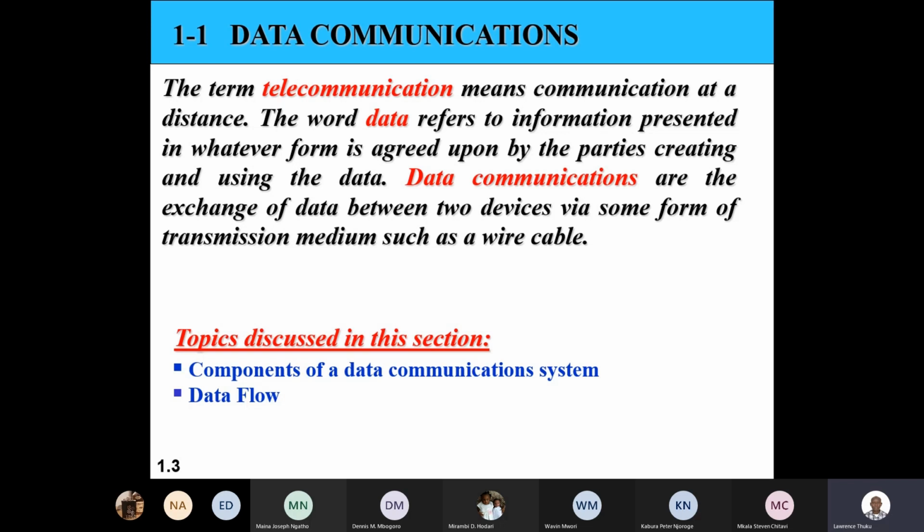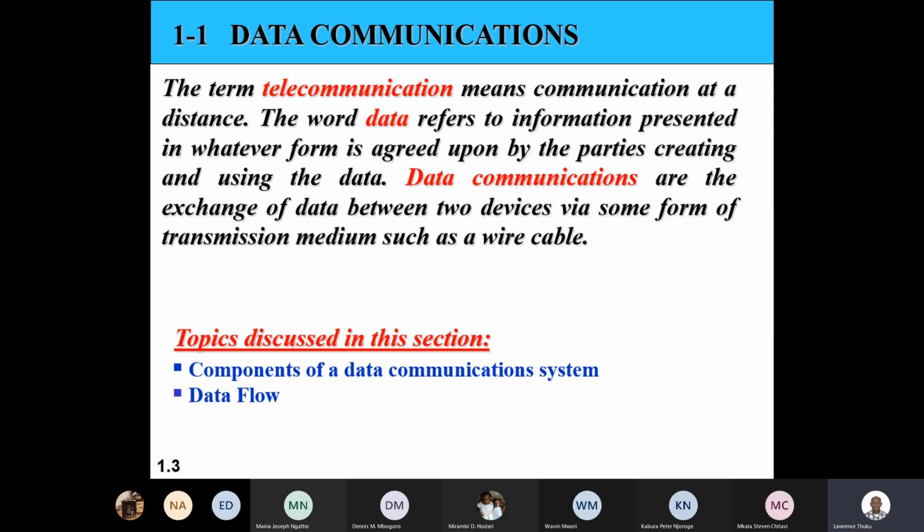So that aspect of communication means the exchange of data, and the exchange has to be two-way. It's not always one way. Of course, there is one-way communication, but in most cases, especially in modern times, we are focusing on two-way data transmission. So in this concept, you need to understand some of the components required for us to understand data communication, and of course how data flows.